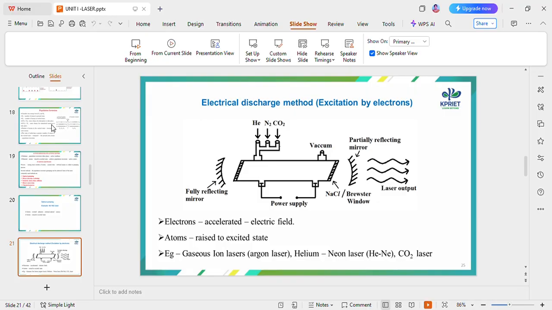In the electrical discharge method, we use one cathode and one anode. Usually we use this type of pumping in gaseous lasers. The electrons are accelerated by using a very high electric field between the cathode and anode. By the bombardment of high energetic electrons on the atom, the atom in the ground state gets excited because of the energy of the electron, and it goes to the excited state. Usually we use this type of pumping method in argon lasers, helium neon lasers and carbon dioxide lasers.